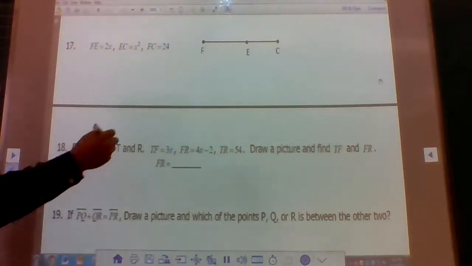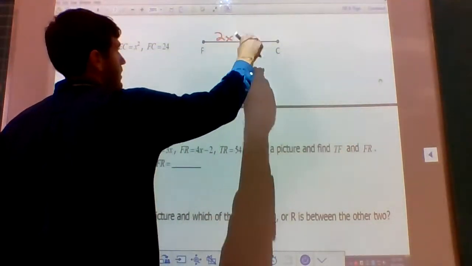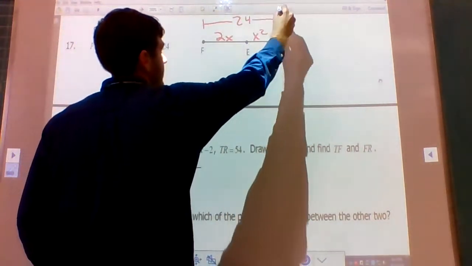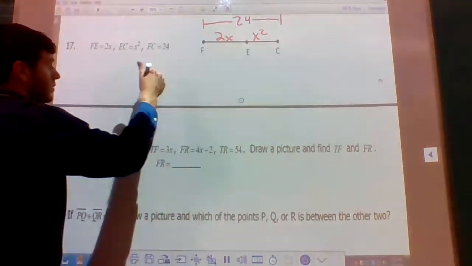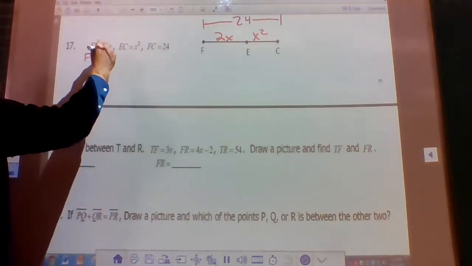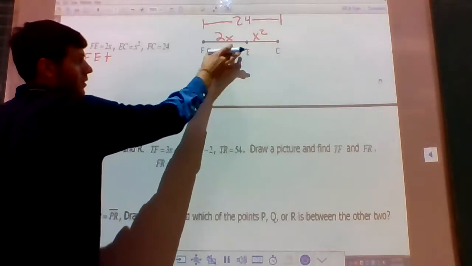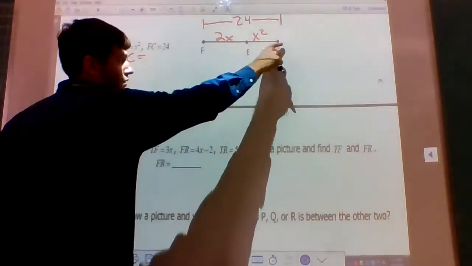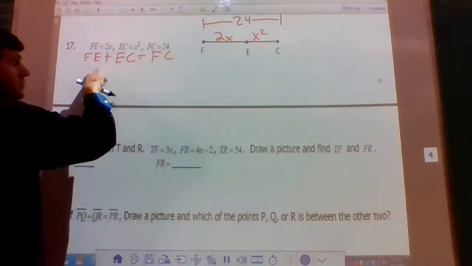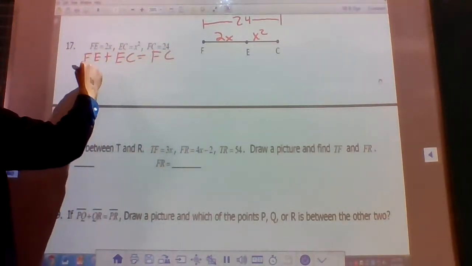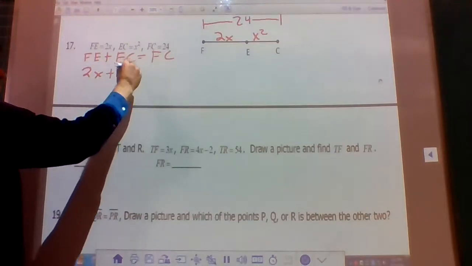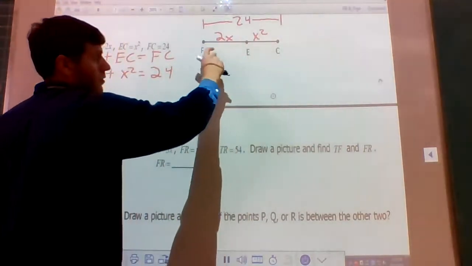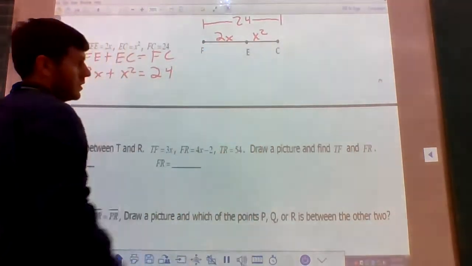Let's fill in our chart. So FE is 2x, EC is x squared, and then FC is 24. So our first piece is FE, so our formula is going to be FE plus our second piece EC. So FE plus EC is going to equal the whole thing, FC. Substitute in, we have FE is 2x, EC is x squared, FC is 24. So again, FE plus EC, whole thing. So 2x plus x squared equals 24.